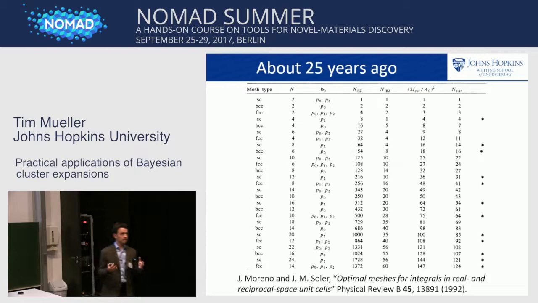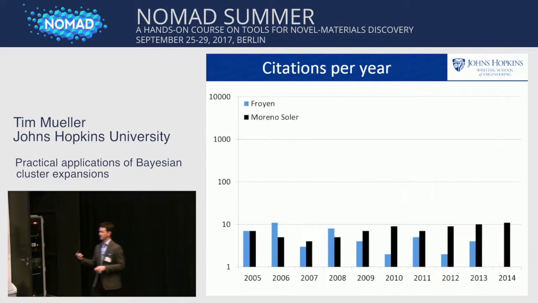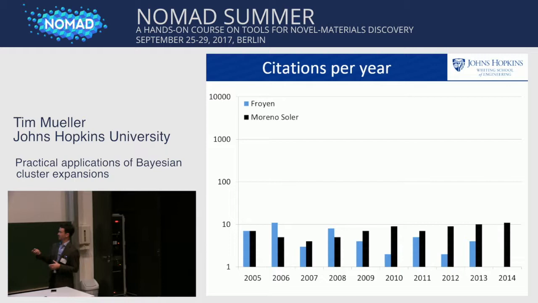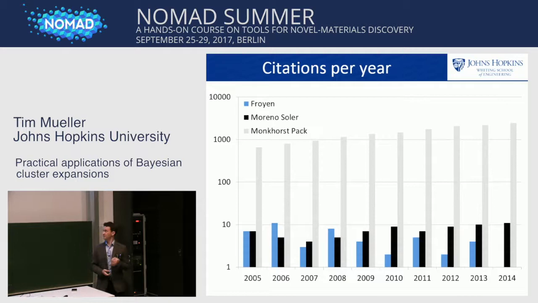And so how often do people use this technique or some of these ideas? If you look at how frequently these papers have been cited over the last 10 years or so, they get cited maybe 5 to 10 times a year. And so how does this compare to the Monkhorst-Pack approach? I've kind of given away the punchline here by using a log scale for the y-axis. The Monkhorst-Pack approach is cited thousands of times each year. And why is that? Is it because this approach is better? The answer is no, and I'll show you in a little bit. The answer is definitely no.